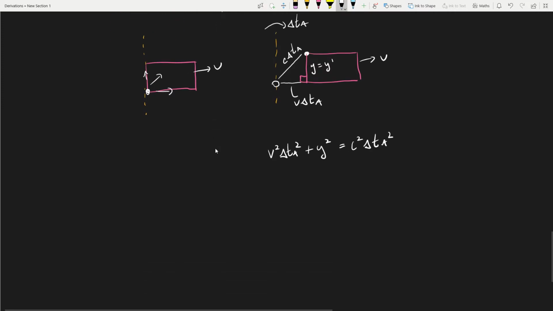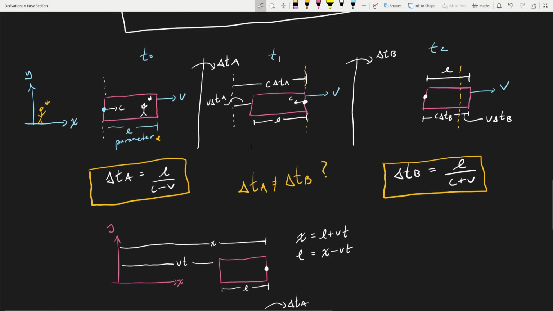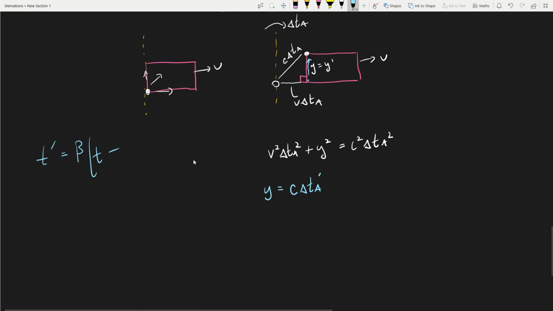Okay, so we have this delta tA, but more importantly, we want to ask, well, what about in our primed reference frame? Well, we know that y equals c delta t prime A. In our primed reference frame, it's obviously just straight up. It's just a straight up path from here to here for the primed reference frame. So it's c delta t prime A. And delta t prime is beta times, make sure I get this right, v over c squared minus v squared times L. Now, in this specific case, L equals 0.